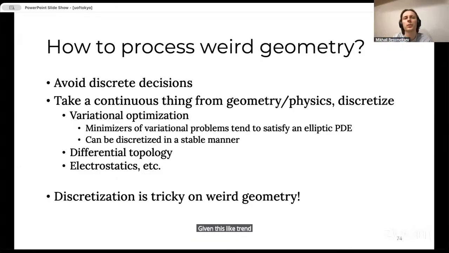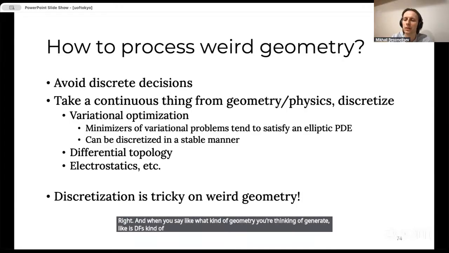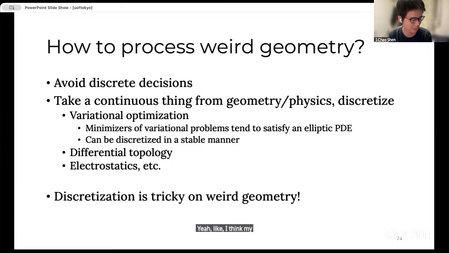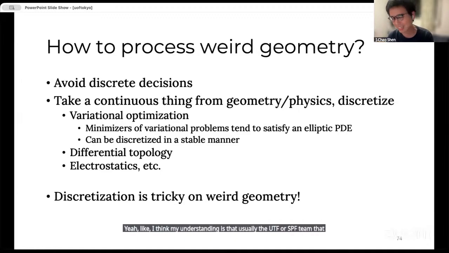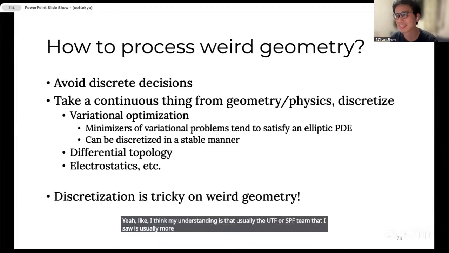Right. And when you say what kind of geometry you're thinking of generating, is it SDFs or UDFs? My understanding is that usually the UDF or SDF things that I saw are not that weird, because they look usually quite smooth.